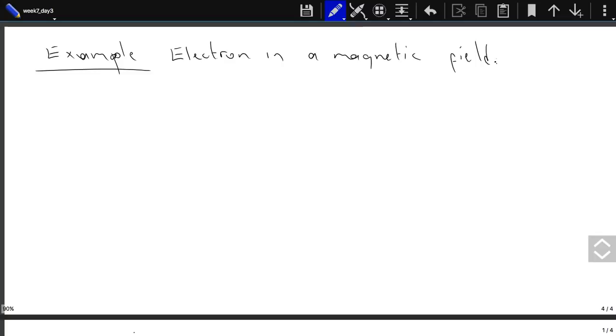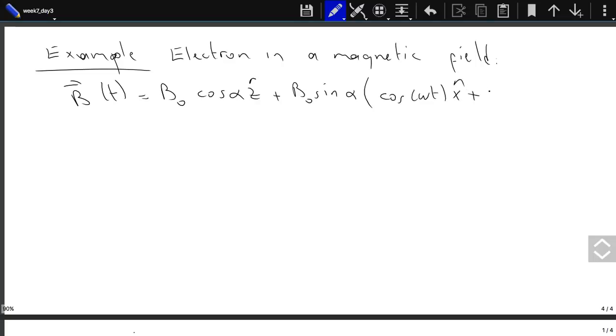Well, this is also an exactly solvable problem. So let's see if that assumption is correct. B of t: there is the B0 cosine alpha in the z direction. This is fixed, but the x and y components just rotate. So we will have B0 sine alpha times cosine omega t in the x direction plus sine omega t in the y direction. This is my magnetic field.